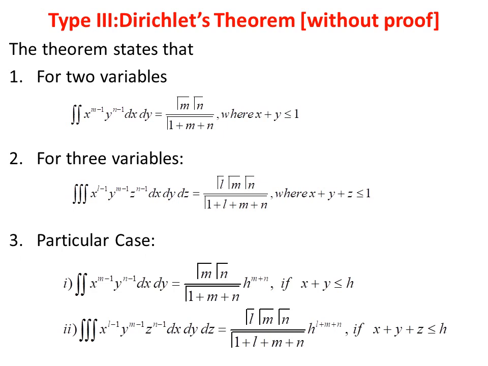One particular case of this Dirichlet theorem I am explaining here. Again the same type of integrand you are having, but the evaluation will be multiplied by h raised to m plus n if it is two variables, and h raised to l plus m plus n if it is of three variables, or triple integration, provided that x plus y is less than or equal to h for double integration, and x plus y plus z is less than or equal to h for triple integration. So this Dirichlet theorem we are using to solve problems.